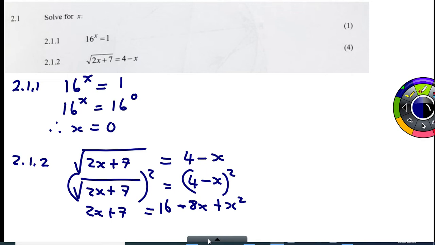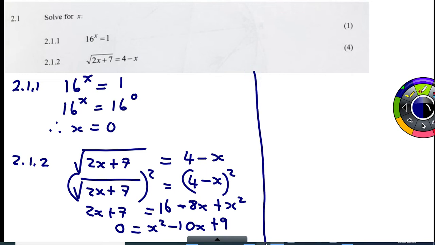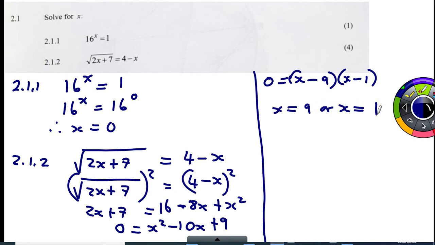Okay? So this becomes 0 equal to x squared. If I take that, I'll get minus 10x. 16 minus 7, I'll get positive 9. Already, I can see that I can factorize that. If you can't factorize, use the quadratic formula. Okay? Use the quadratic formula. So this will give me 0 equal to x minus 9, okay, times x minus 1. So you get x equal to 9 or x equal to 1.